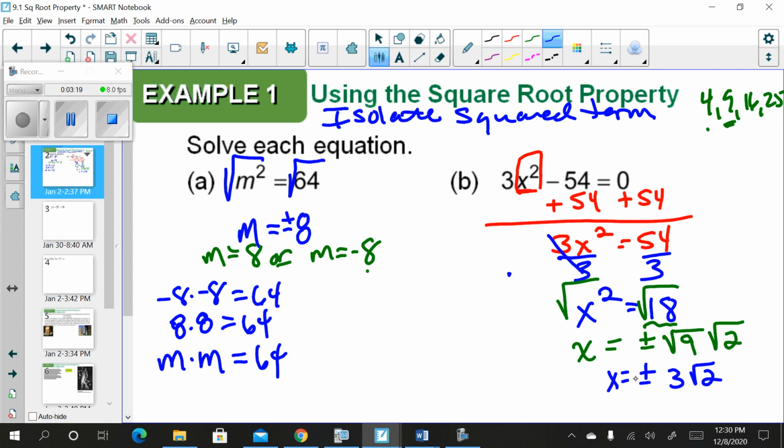So again, we can write it together with the plus or minus, or you could say positive 3 root 2, and then also negative 3 root 2. So you can write it either way. So if you want an exact answer, that's what we need to be dealing with.